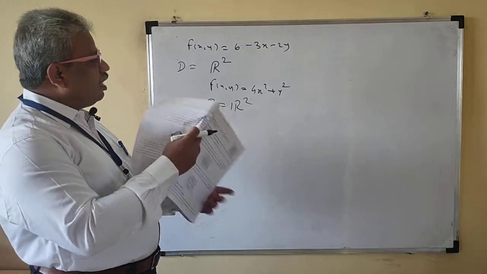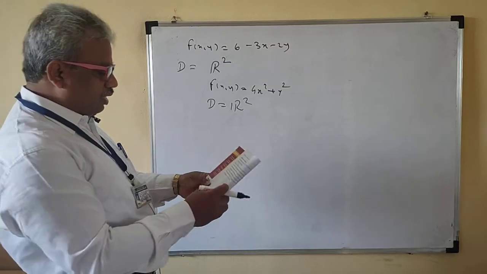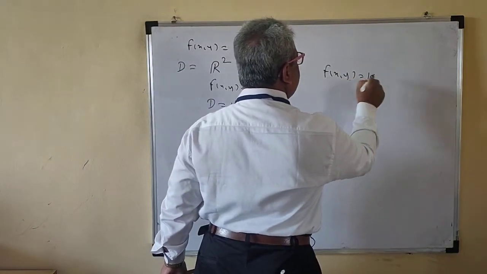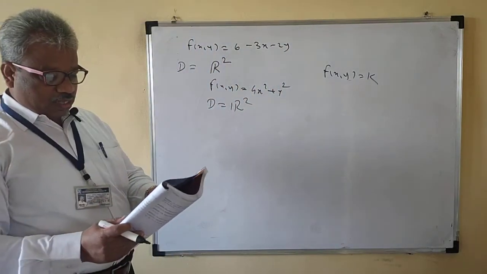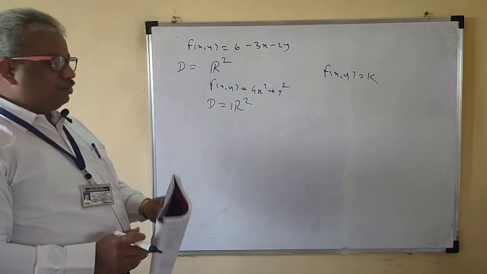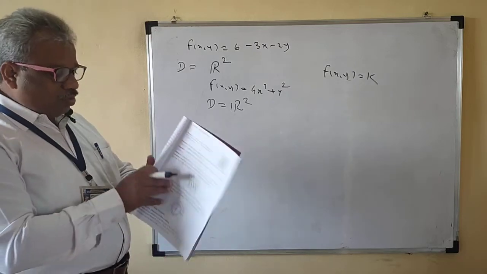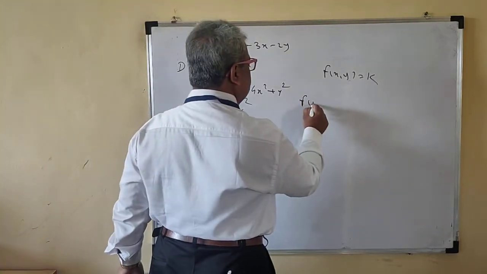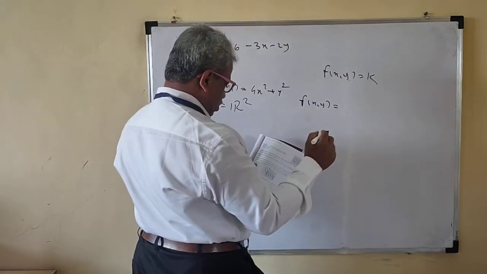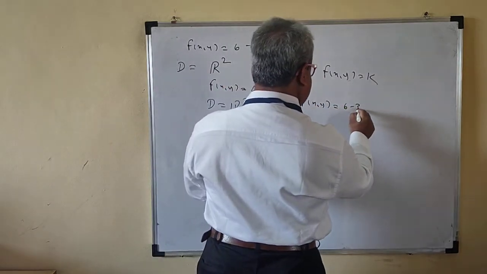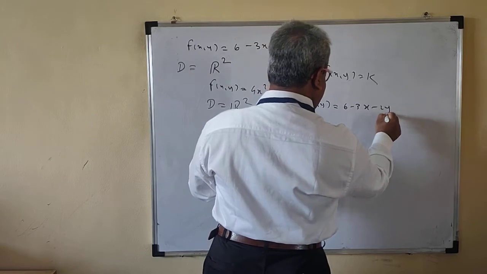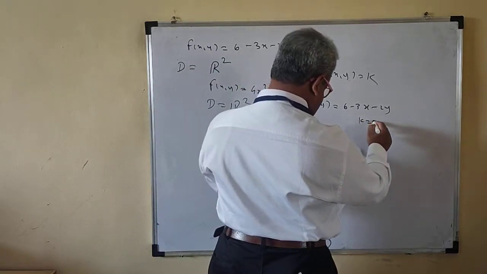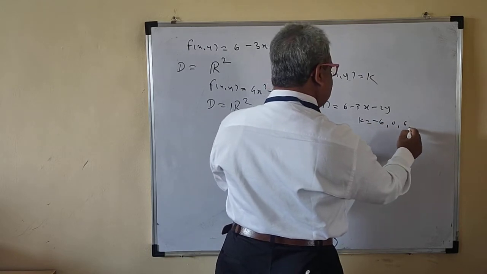After that, we have seen the level curve. We have to take f of x y equal to k, and this is nothing but the level curve. So if you want the level curve for f of x y equal to 6 minus 3x minus twice y for k equal to minus 6, 0, 6, 12.